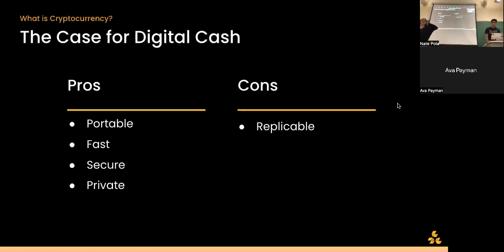Sorry, we're really front loading you with a lot of information, but we just wanted to make sure that we could get to everything. So what's the case for digital cash? Some of the pros: it's portable, it's fast, it's secure, it's private. Some of the cons are that it's replicable, and we're going to get to this in the next slide.